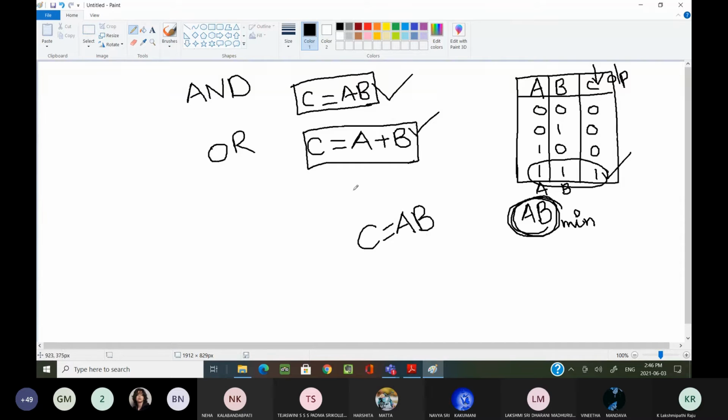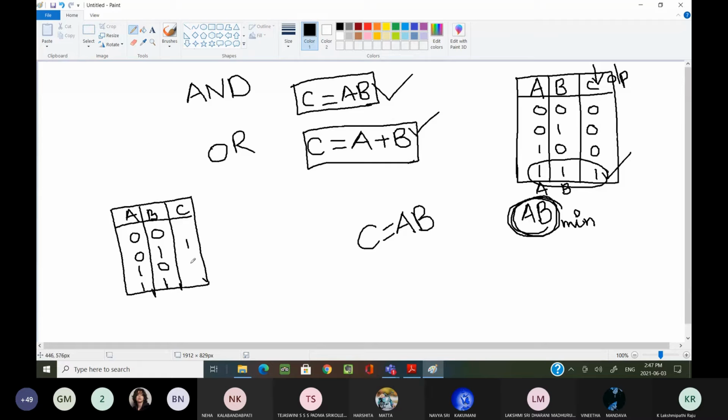Now, what about the OR? By using the same truth table concept, C is my output, A and B are my inputs. 0 0, 0 1, 1 0, 1 1. In all these cases the output is high, except the first case where it is 0.